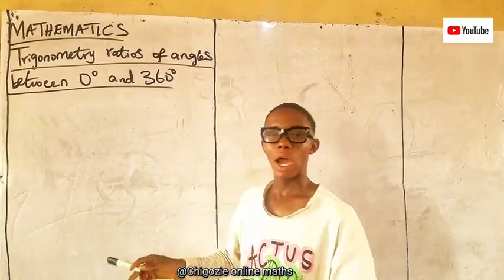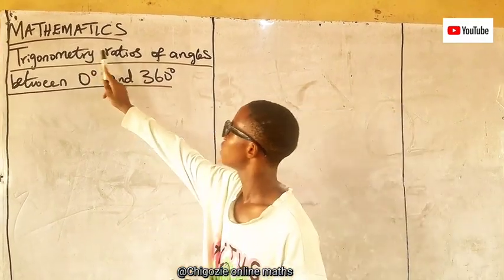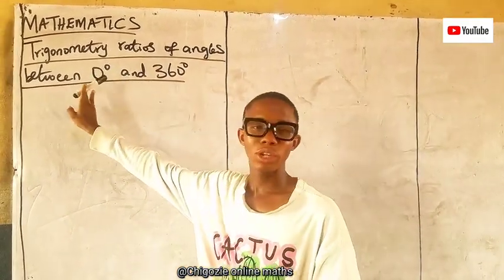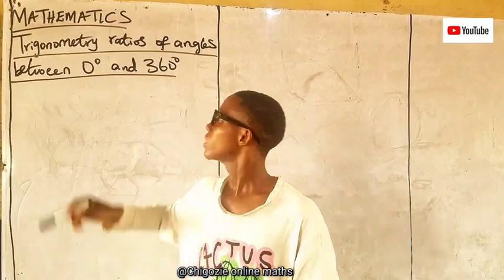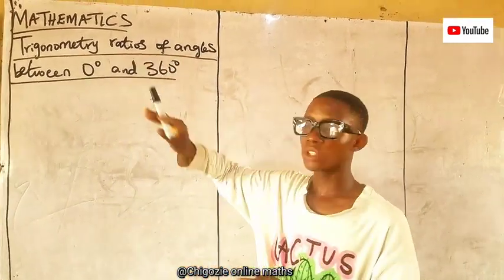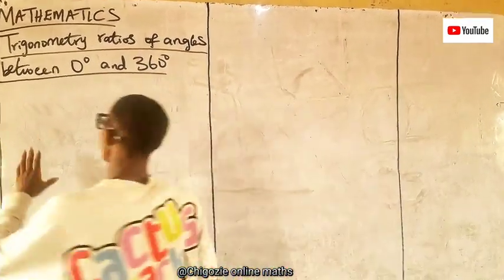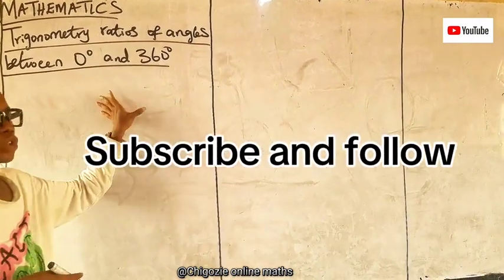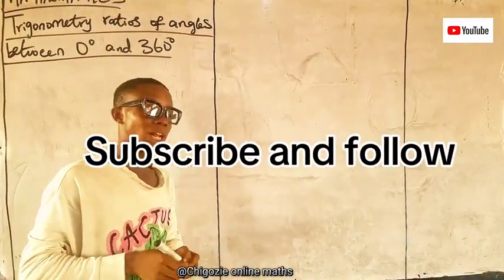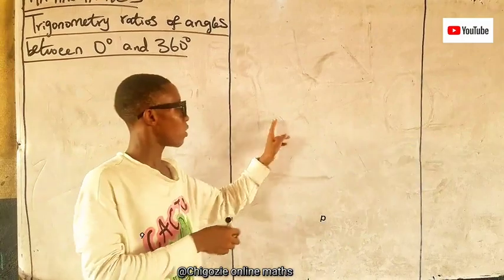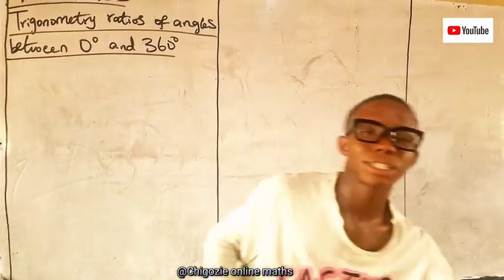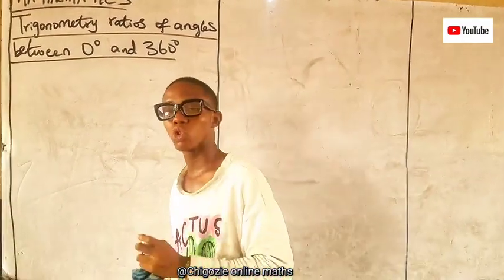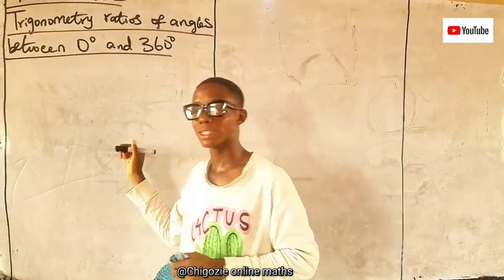Today, our topic is trigonometry ratios of angles between 0 degrees and 360 degrees. Under this topic, we make use of what is called a quadrant. A quadrant is 1/4 of a circle. So we make use of quadrants in solving this.